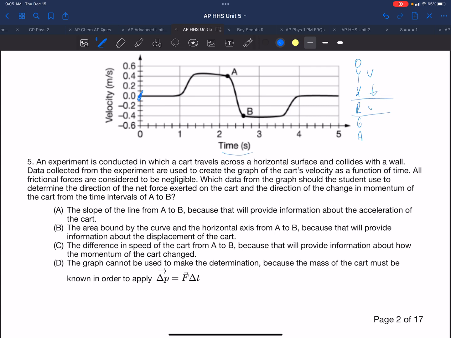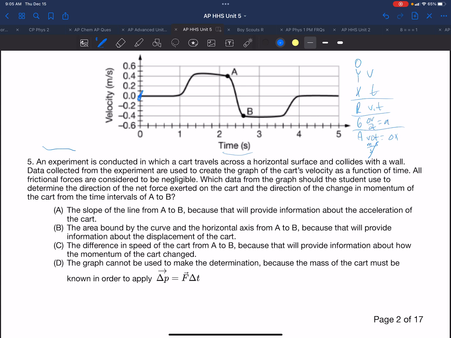Therefore, any questions about velocity and time will be read off the graph. The gradient or slope is delta v over delta t, which is the acceleration. And the area, v delta t, is going to be delta x. That's meters per second times seconds, which gives us meters.